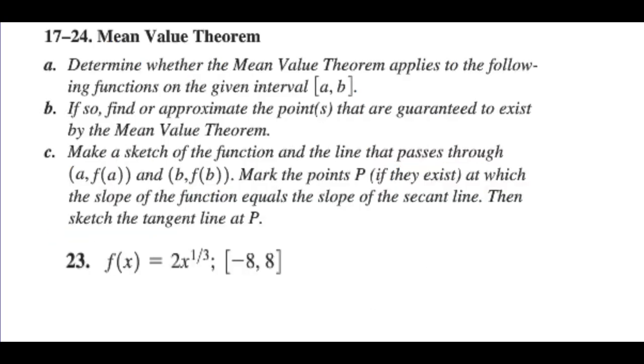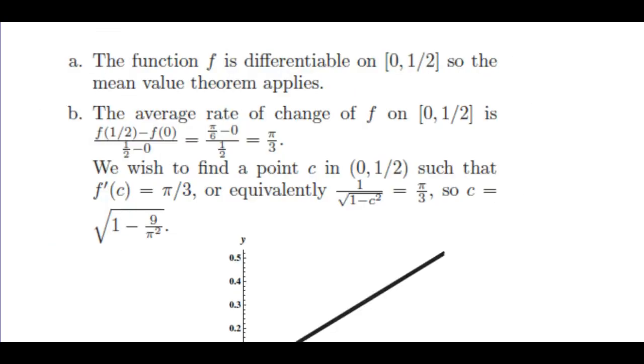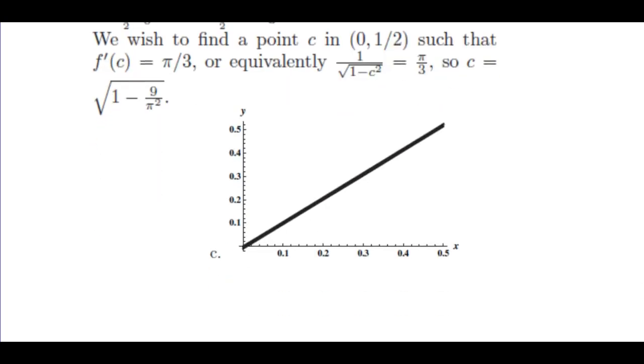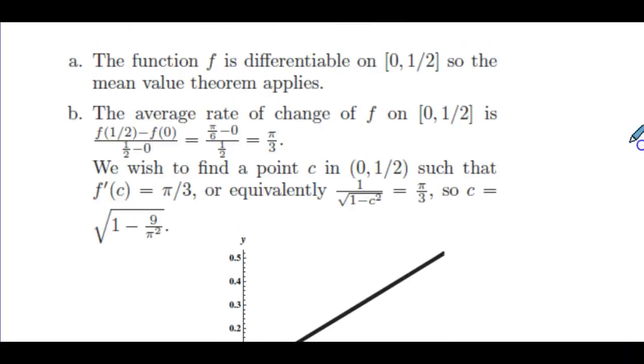So that's the derivative. Where was the answers? Oh, so he just left it. C is the square root of 1 minus 9 over pi squared. Good.